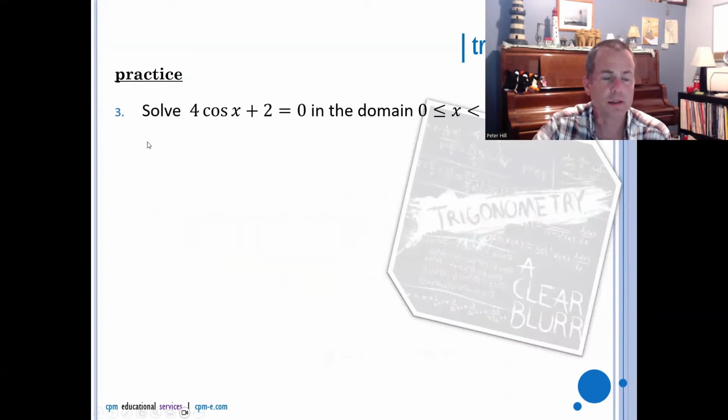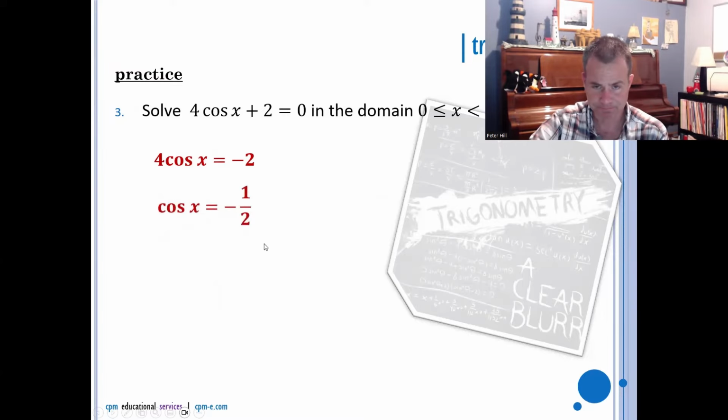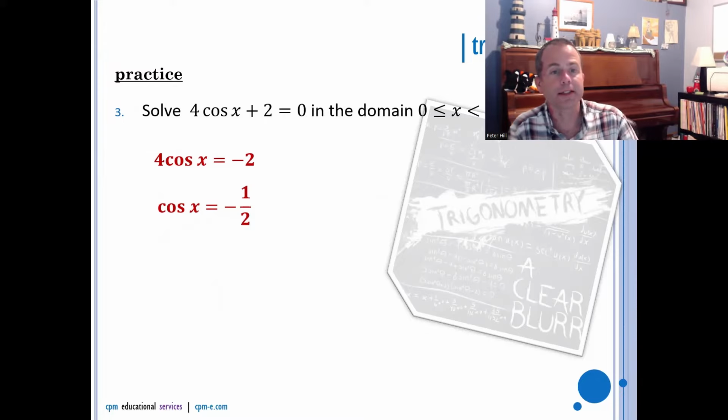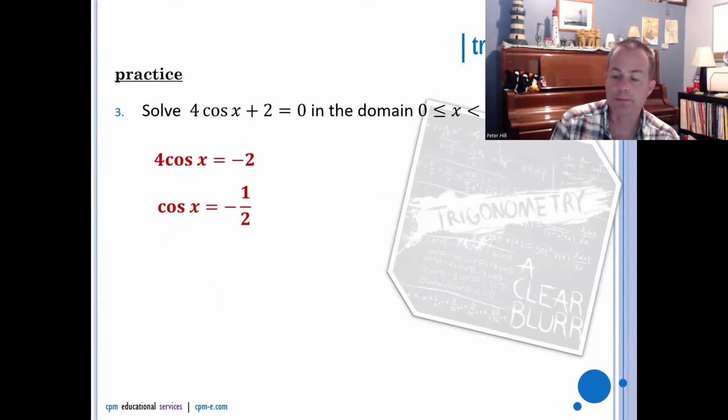I think that'll feel okay for most of you: I have to get cos x by itself. If I subtract 2, that gives me 4 cos x = -2. Then divide by 4, and -2 over 4 reduces to -1/2. Now I'm going to ask, where does cos x equal -1/2?